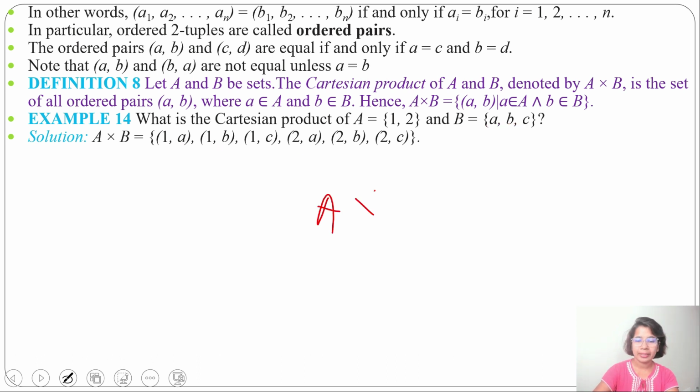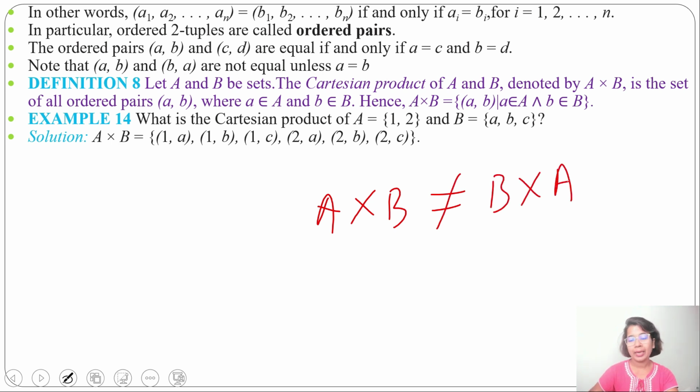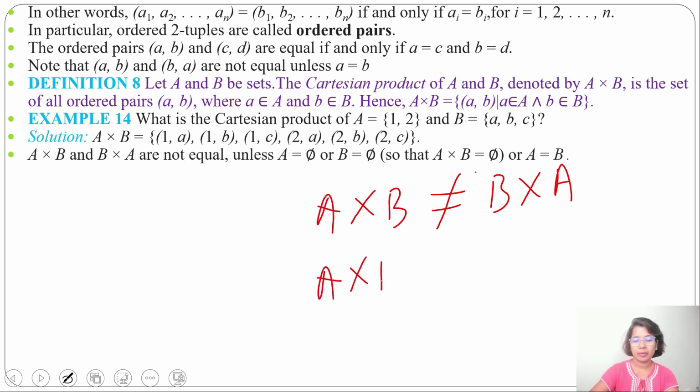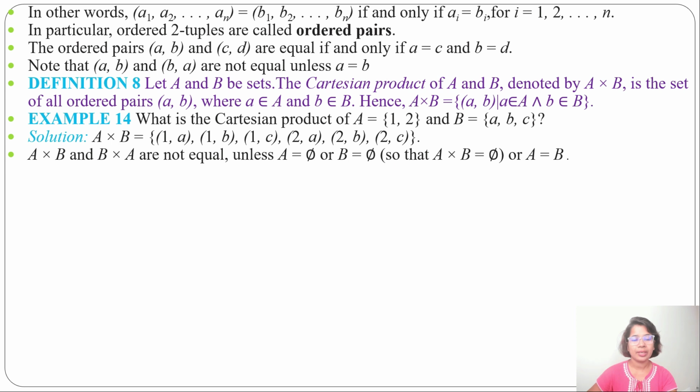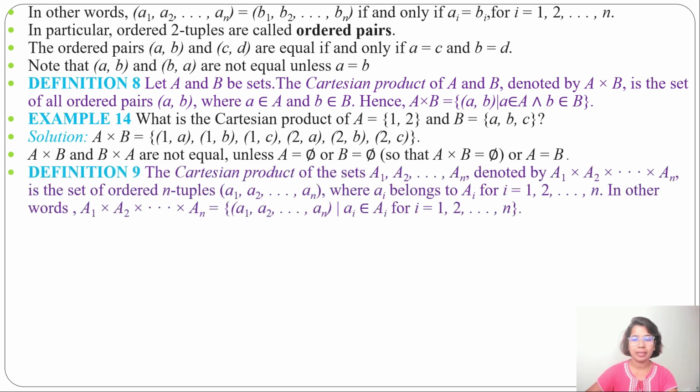And A Cartesian product B is not equal to B Cartesian product A unless A equals B or both are phi. So A Cartesian product B will equal B Cartesian product A if A equals B, or even if both are phi. If A equals B equals phi, then A Cartesian product B will be phi and B Cartesian product A will be phi.